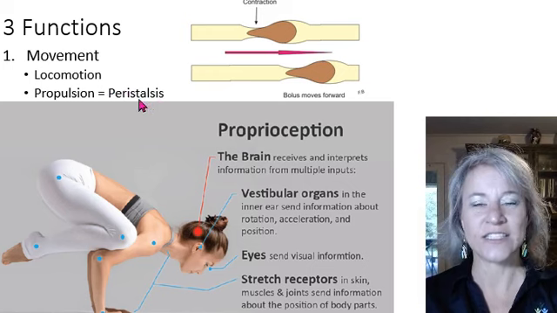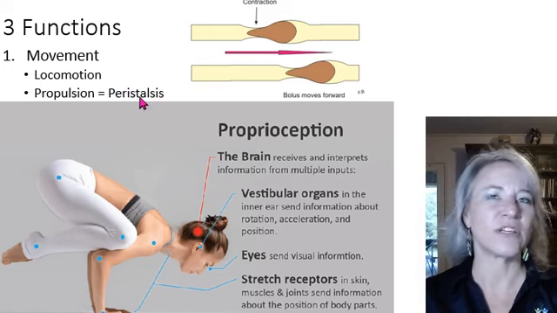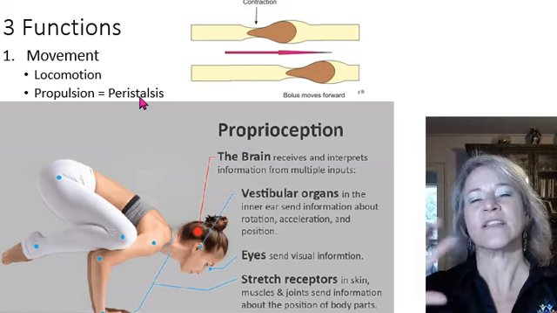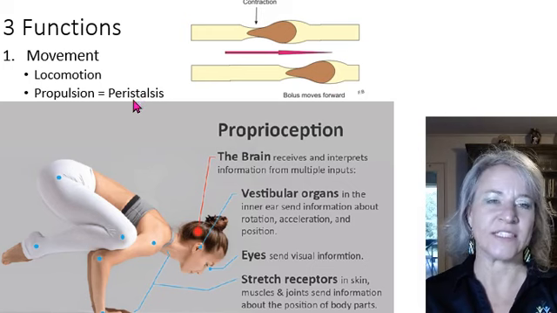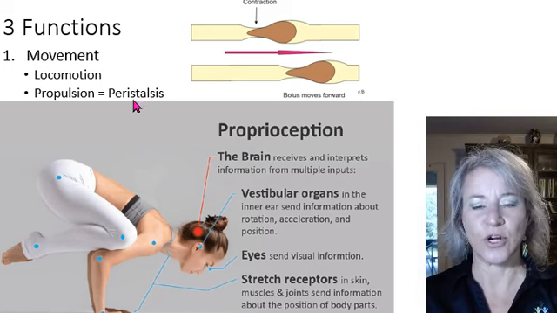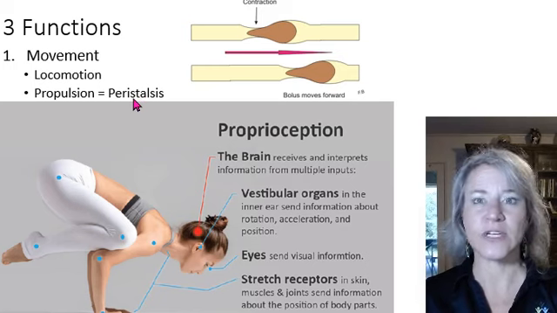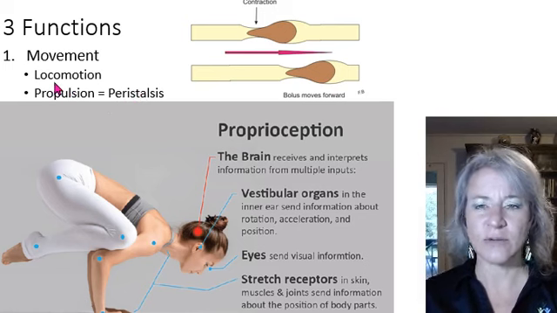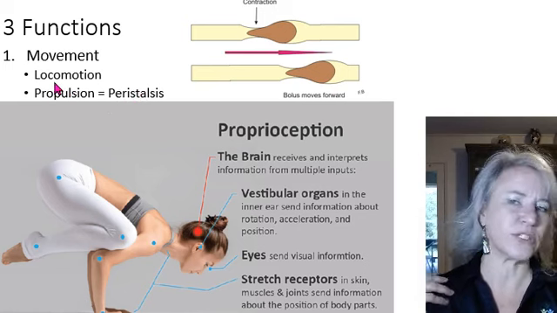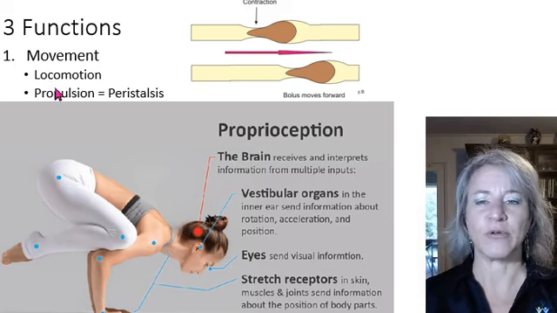and this is going to be like your intestines. It has this long rolling contraction to move the stuff down the intestines, and the ureter, the uterus, the esophagus. So there's locomotion, like your skeletal muscle when you're running and jumping, and propulsion.